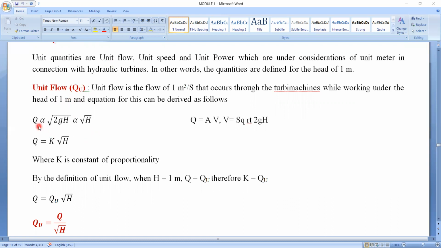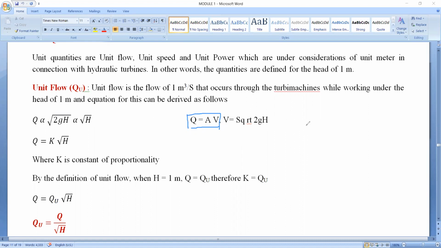Now we know that Q is proportional to root 2gH. So how did we get it? Listen here carefully. We know that Q is the product of cross-sectional area and mean velocity. The flow rate Q is equal to the product of cross-sectional area and mean velocity. Now the mean velocity is also equal to the square root of 2gH. How can we obtain this? How is V equal to the square root of 2gH?